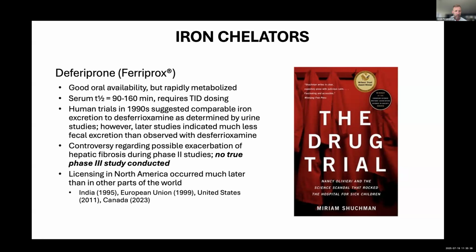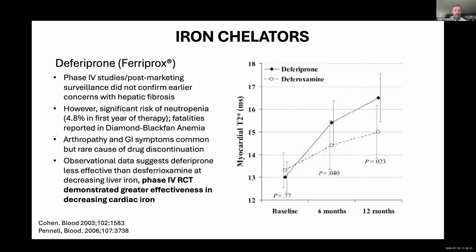But it is still one of the most common iron chelators used in the world because it's cheap. It's easy to make and it's relatively cheap. So there's a lot of post-marketing data that comes from this, even though we never had that true phase 3 clinical trial. And that post-marketing data has shown a few things. First of all, it doesn't cause liver fibrosis, as we initially thought. It does have other side effects, though. It can cause neutropenia, which in some patients can be fatal.